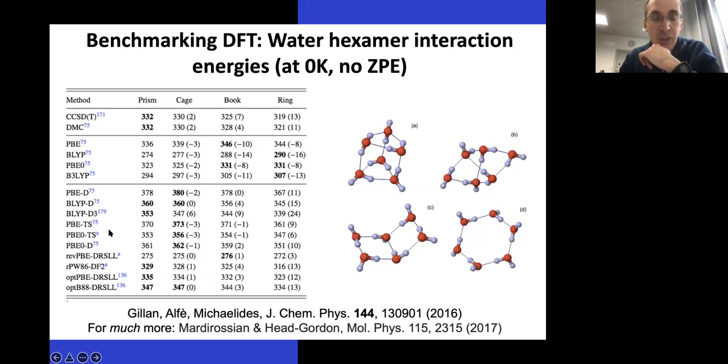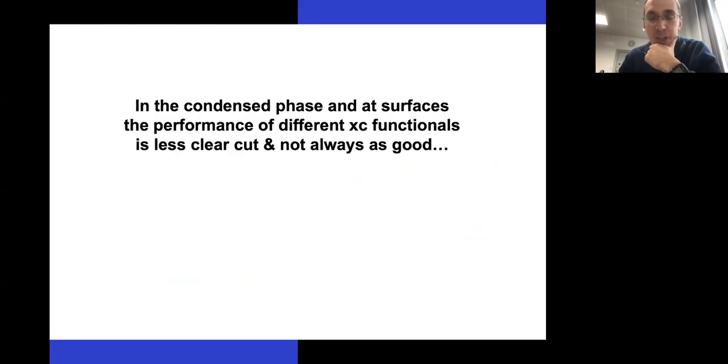And again, what we see is when we account for dispersion, the relative energies move towards the more compact structures, so the prism and the cage. And again, the main point of this slide is to make the point that in the gas phase we can obtain very high levels of accuracy for intermolecular interactions, relatively complicated intermolecular interactions. When it comes to the condensed phase, though, it's a different story, and the accuracy is not always as good.